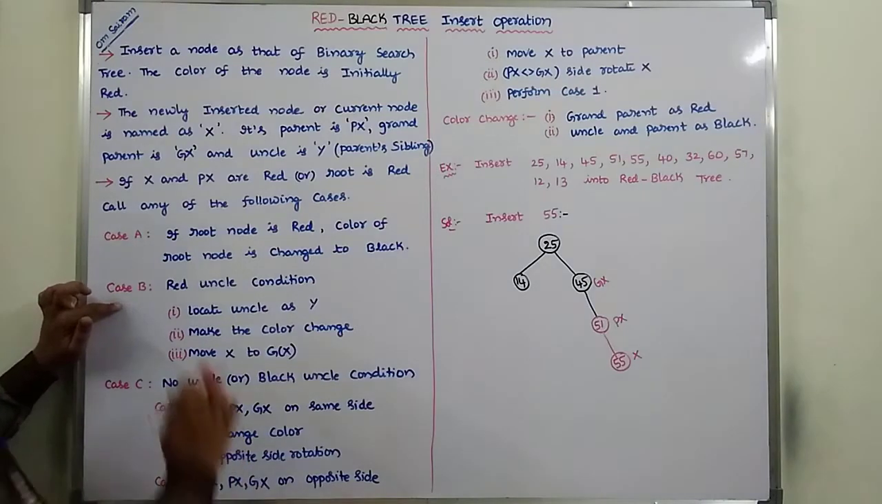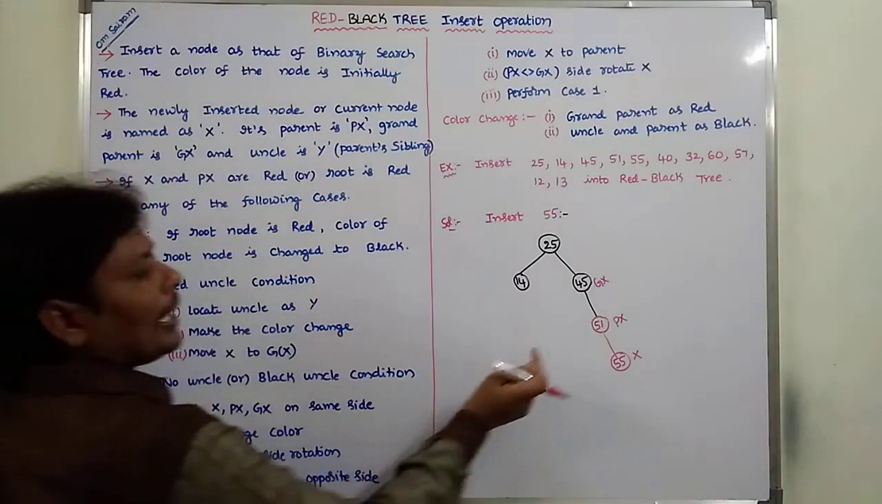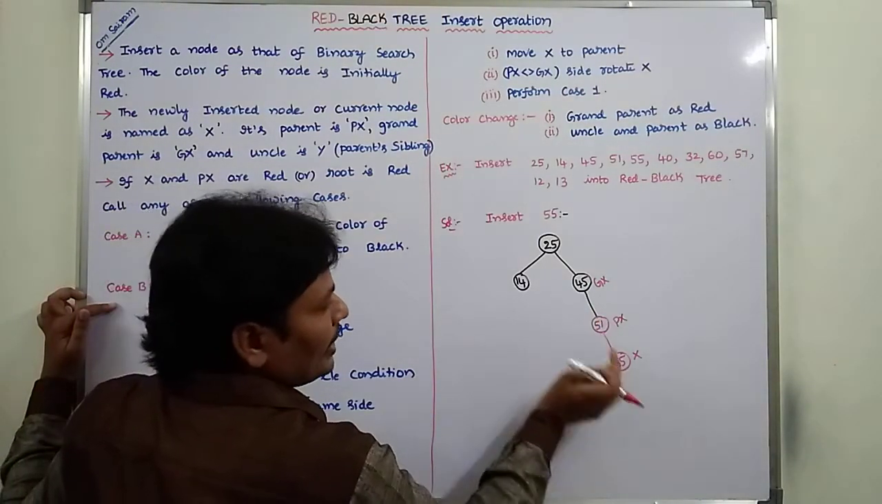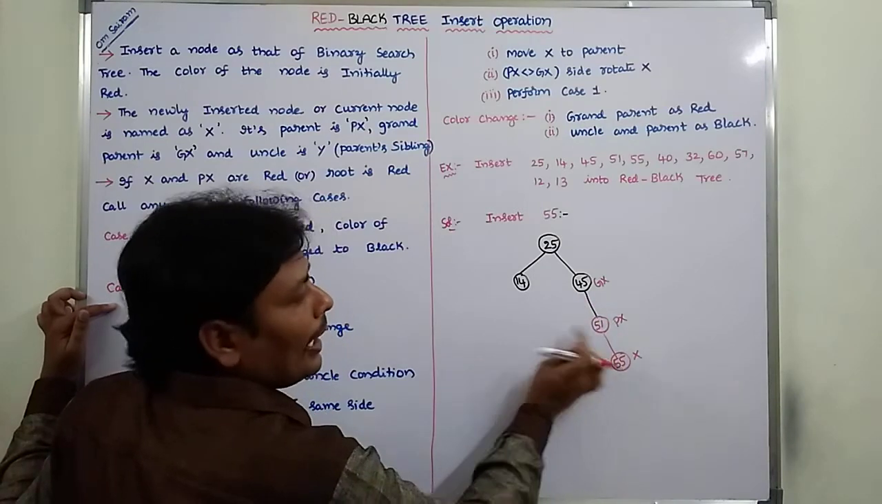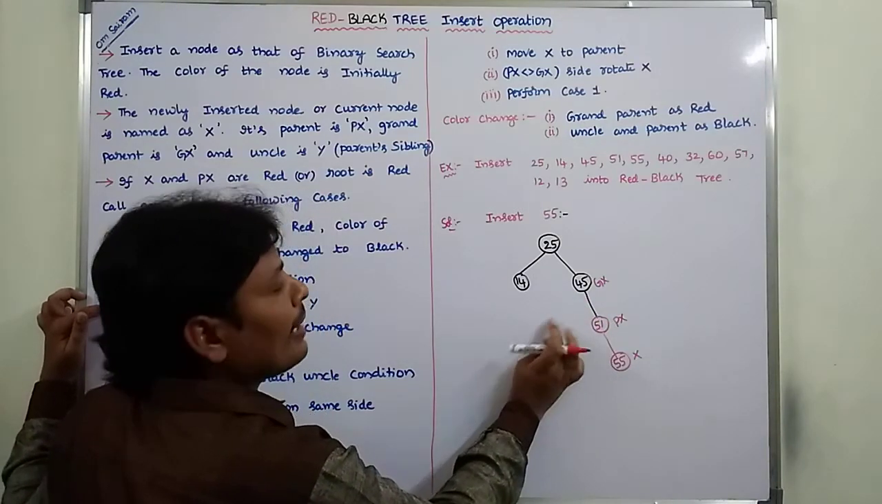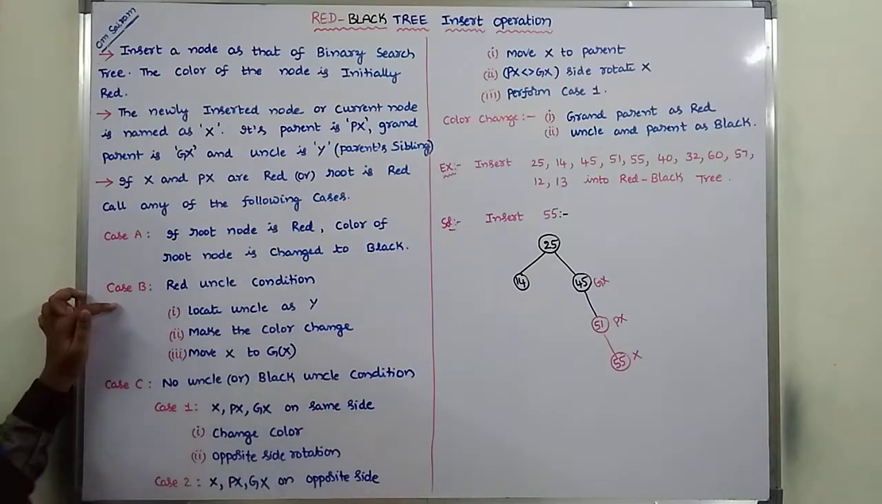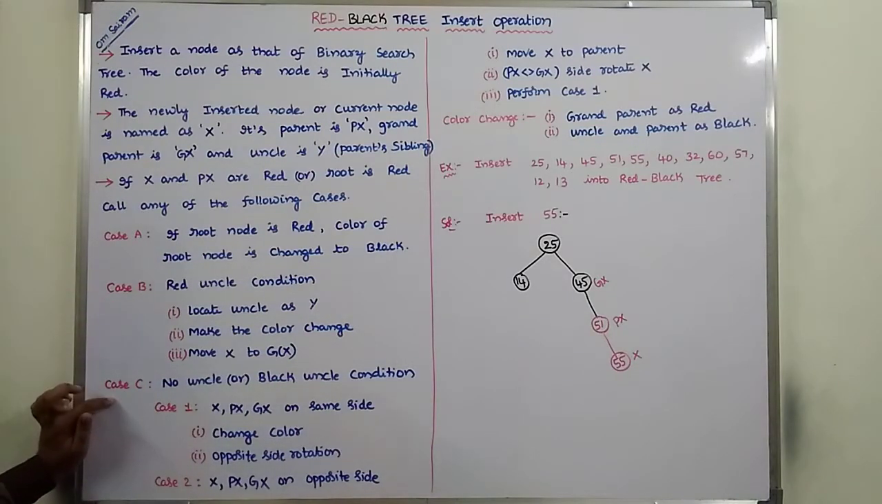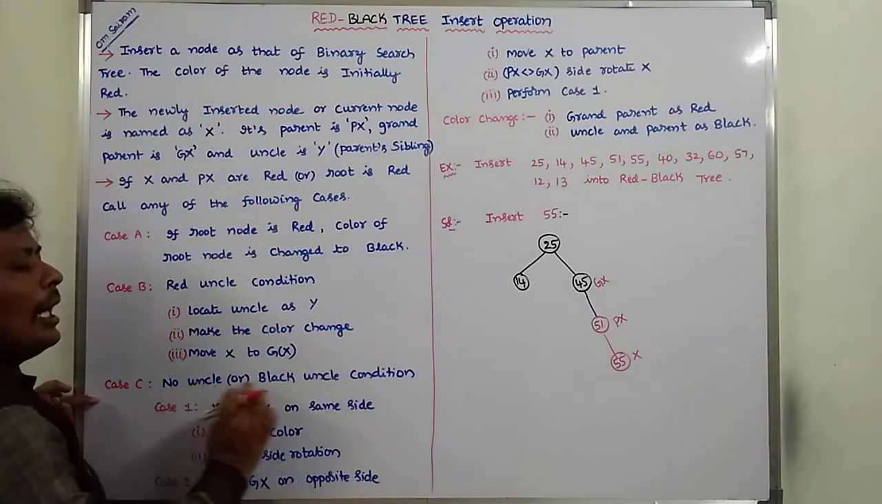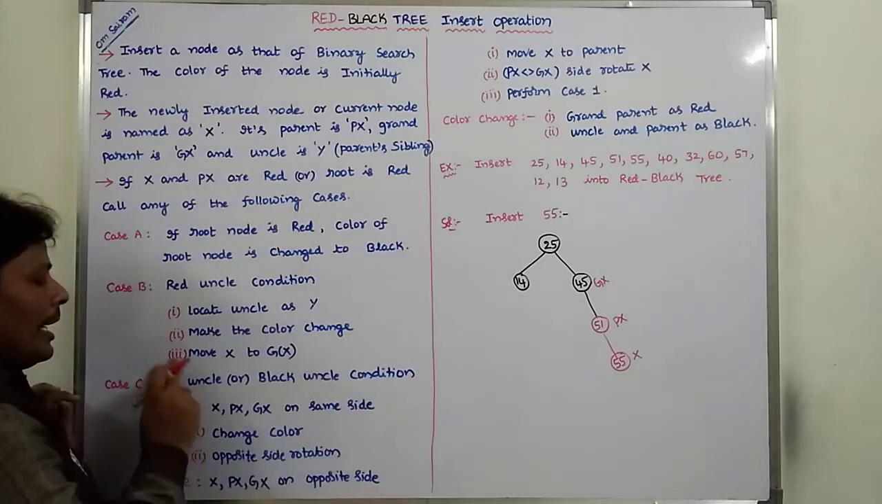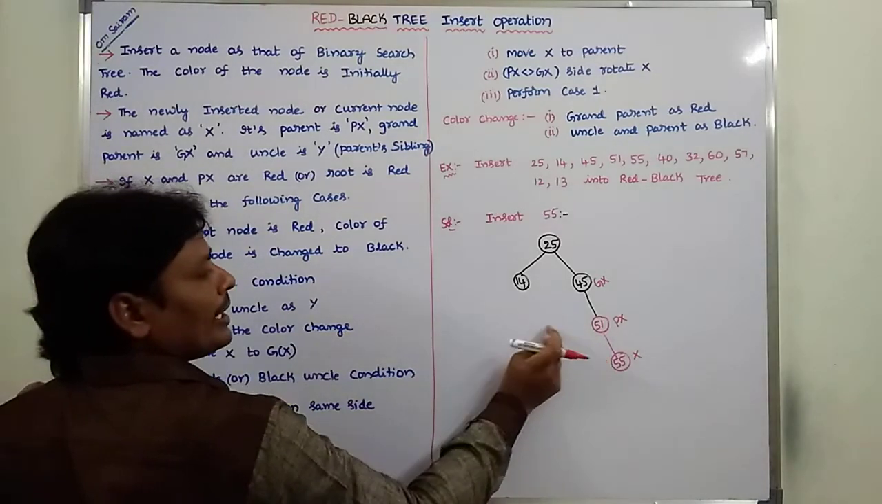Then case B, red uncle condition. Here uncle is not there. Grandparent's sibling, that is the parent's sibling, is an empty node. It is also false. Then go to case C. Case C is the no uncle or black uncle condition. Here no uncle, parent's sibling is not there.